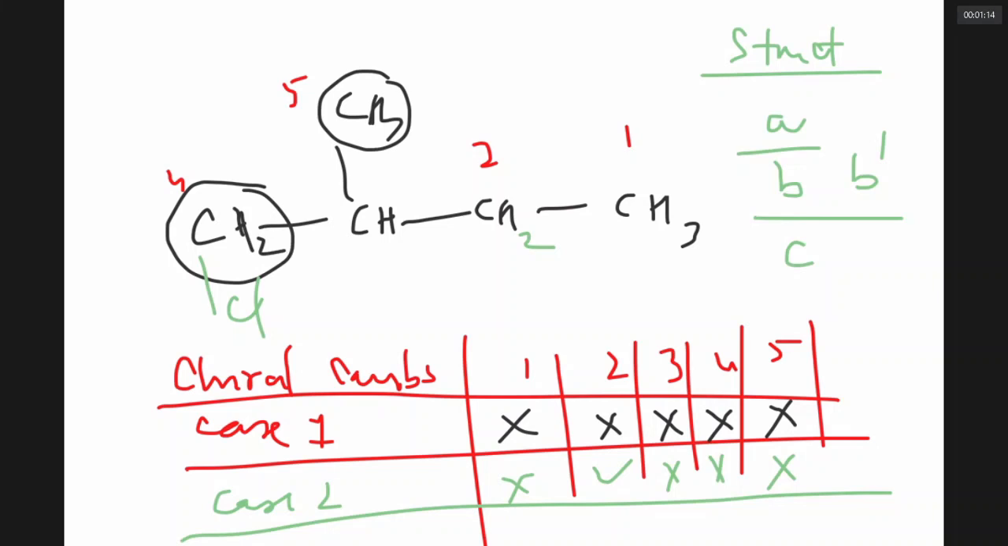Therefore, when I put Cl here, will the 4th carbon be chiral? No, sir. 4th carbon is not chiral. This is case 2, case 3 is over. I have forgotten to write that. Case 3 is not chiral. Case 4: 4th carbon is not chiral, but the third carbon will become chiral.